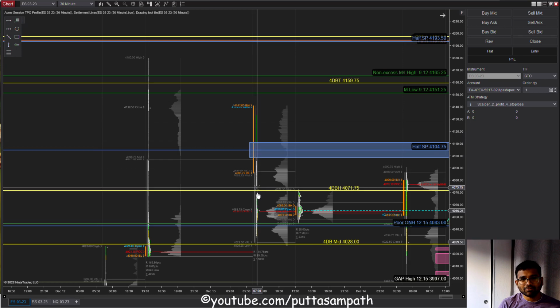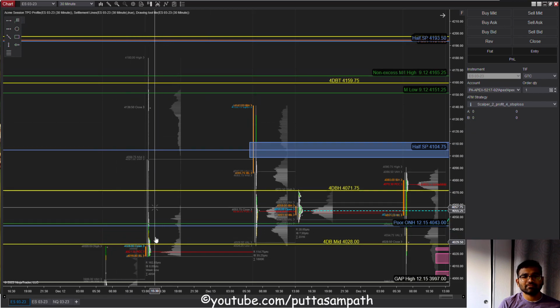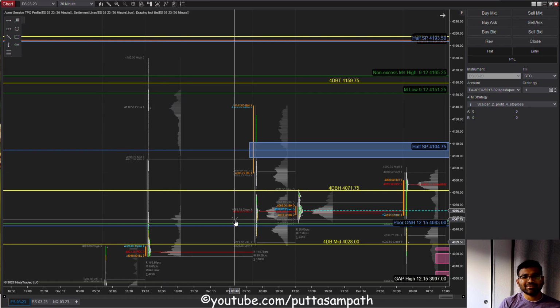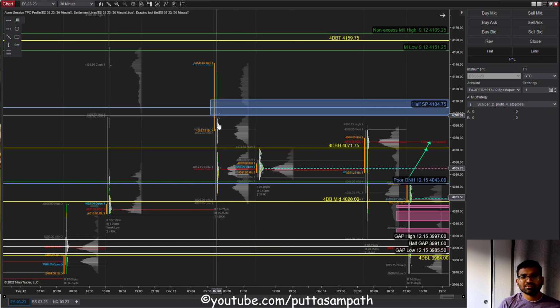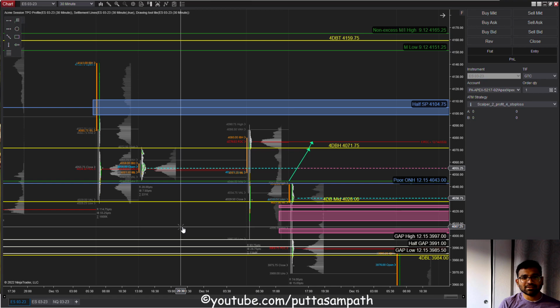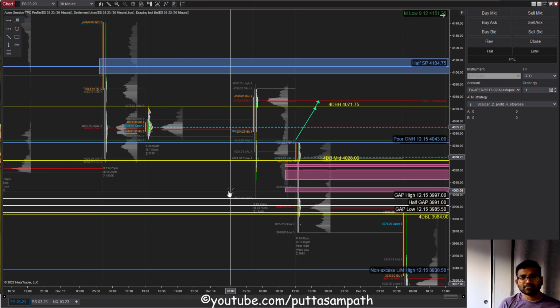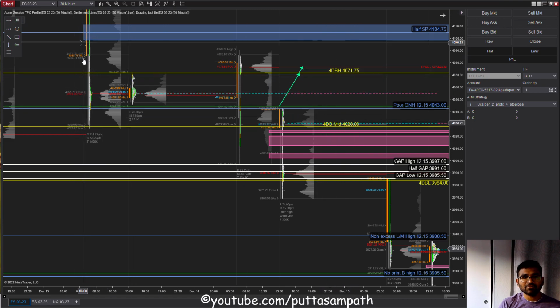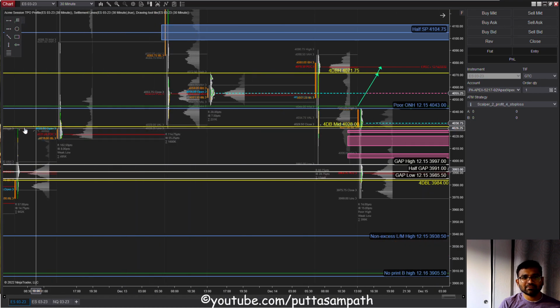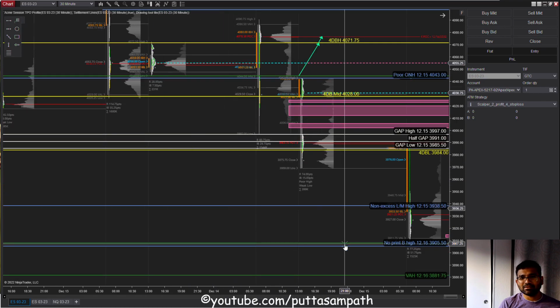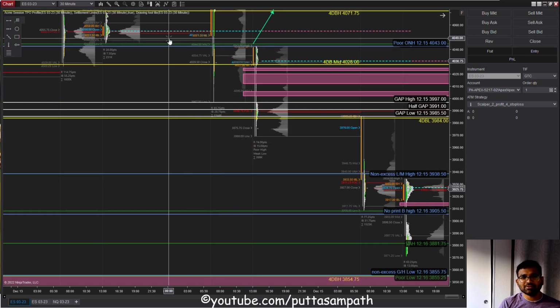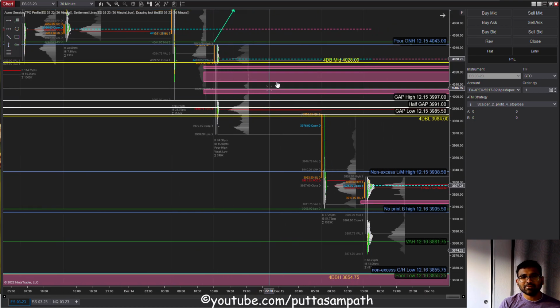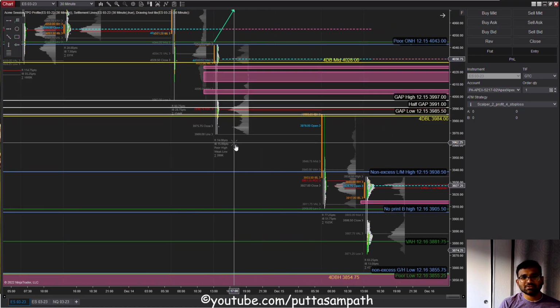Then the full move was retraced because there were not enough buyers in this short covering rally. We formed a new set of single prints that we haven't tested yet, and the trend continued down because we had a close within the balance zone after a gap up and filling the gap, maybe leaving a few ticks. We closed within the balance, so the target is the other end of the balance, and we continued going lower, forming a new set of single prints in the overnight session.